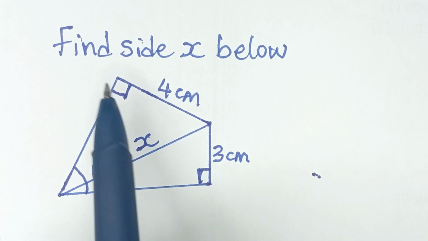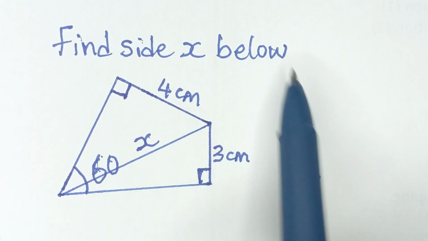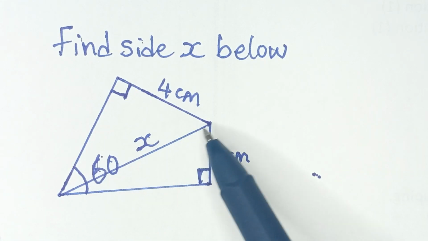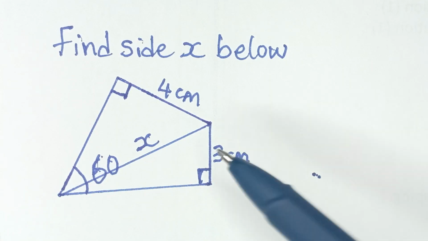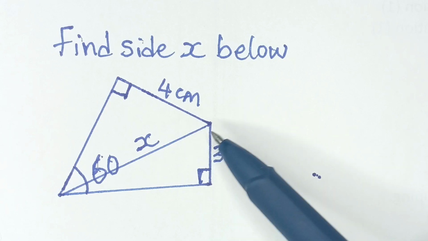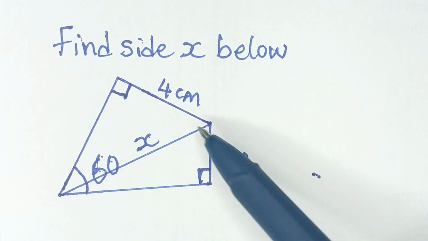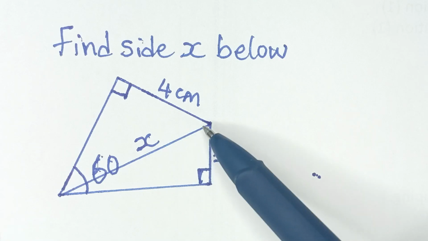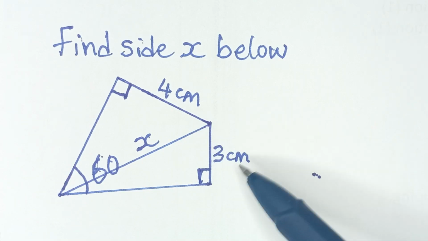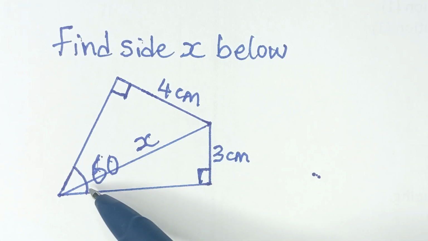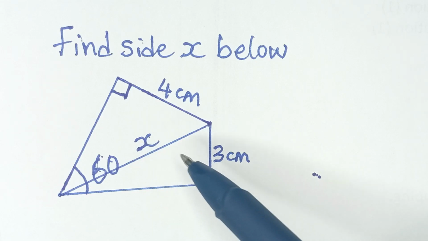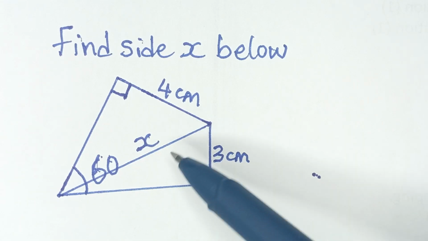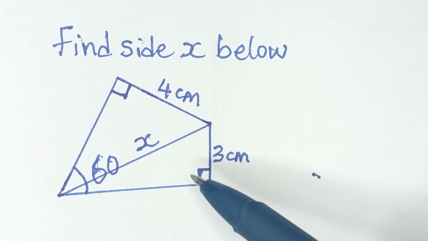Now the question says find side x below. That means we are asked to find the length of this side. For us to do this, if we look at this shape very well, we can see a right angle triangle here and another right angle triangle here. But there's no way we can easily make use of either right angle triangle, because the information that we need is not really complete for us to work with this shape directly.